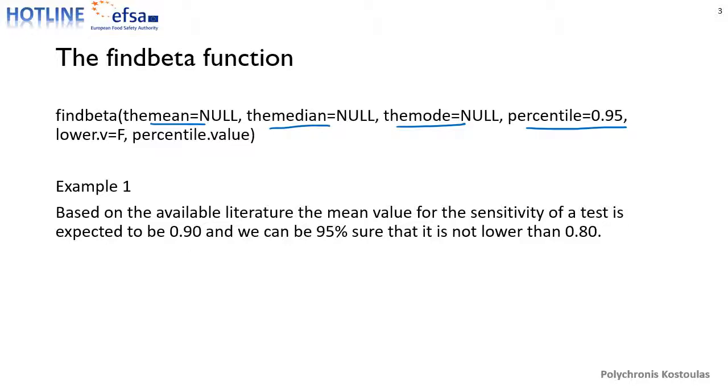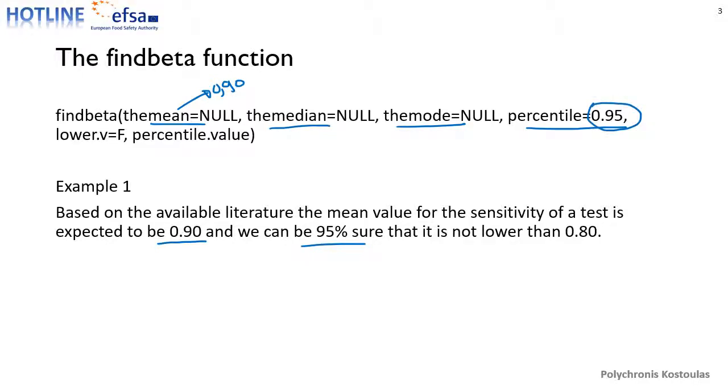Let's see an example. Assume that you're expecting the mean for the sensitivity of a diagnostic test to be 0.90. Right here, so the mean is 0.90. You don't need to specify a value for the median or the mode. You have specified for the mean. And you're also 95% certain, okay, so the percentile value is the default one, 0.95.